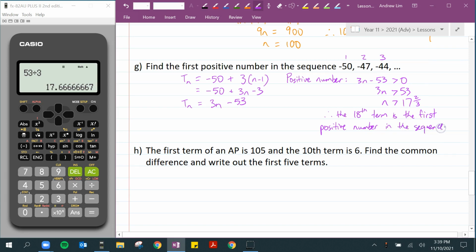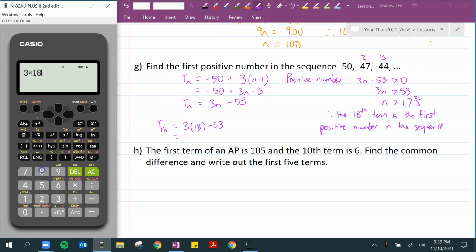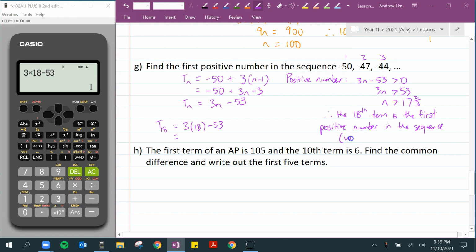The thing is, what is the 18th term? Well, let's put that in. The 18th term is 3 times 18 minus 53. 3 times 18 minus 53, and that's 1. Which is 1.